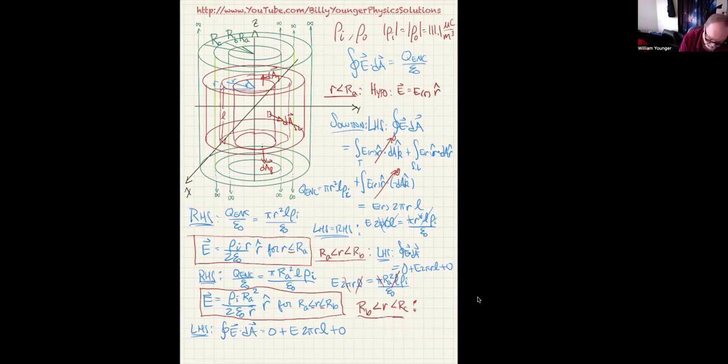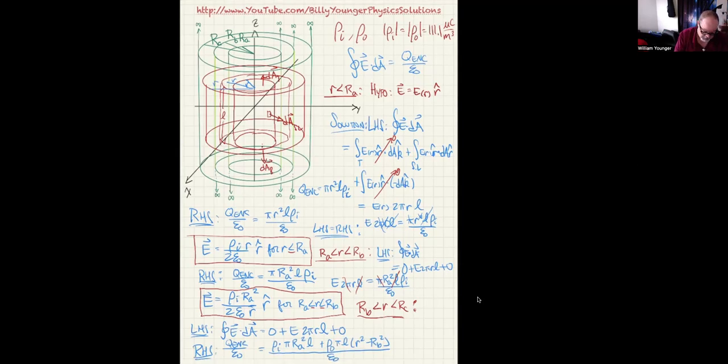So for this one, we're going to say the right-hand side is going to be Q enclosed over epsilon naught, but Q enclosed is going to have to be basically rho i times the volume of the entire inner cylinder, since we've completely gone outside of that, and that of course is pi r a squared l, and then plus rho outer, but in this case we're actually doing a pi r squared l minus pi r b squared. So I'm going to say rho zero times l, and actually I'll go ahead and add the pi as well. So rho zero pi l times r squared minus r b squared. And all of that will be over epsilon naught.